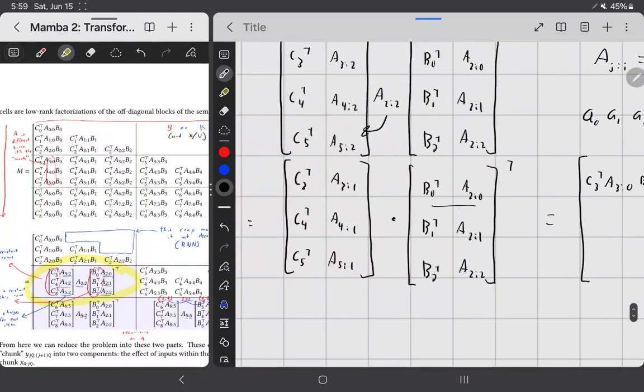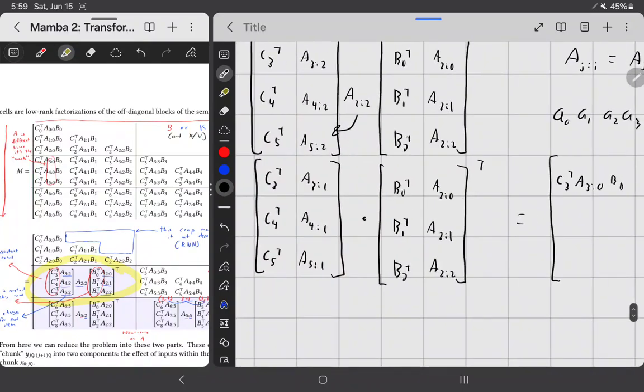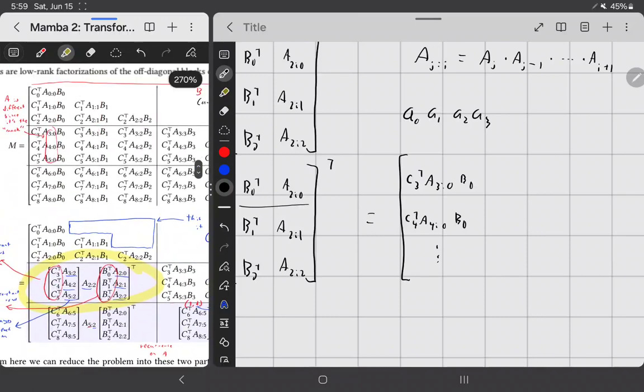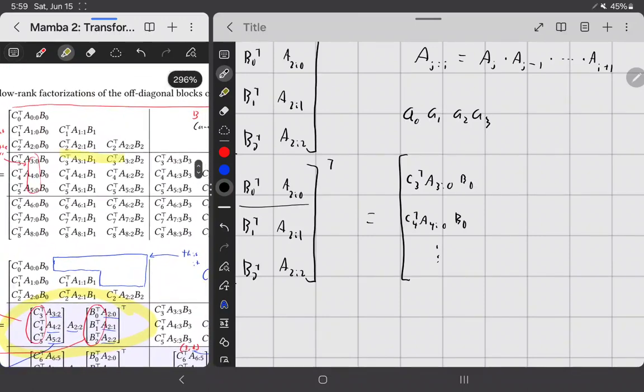And that's going to be our first part right here. Now what we're going to do is multiply B0 by C4. So that'll be C4 transpose, A4 to 2, A2 to 0, and B0. So this will be A4 to 0 and B0, and so on. And as you can see, this is creating this matrix here.